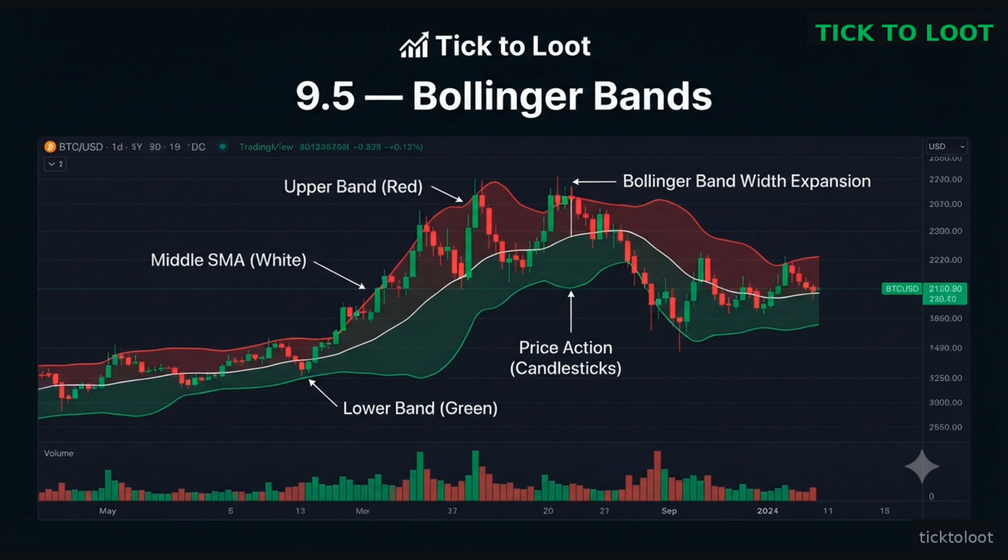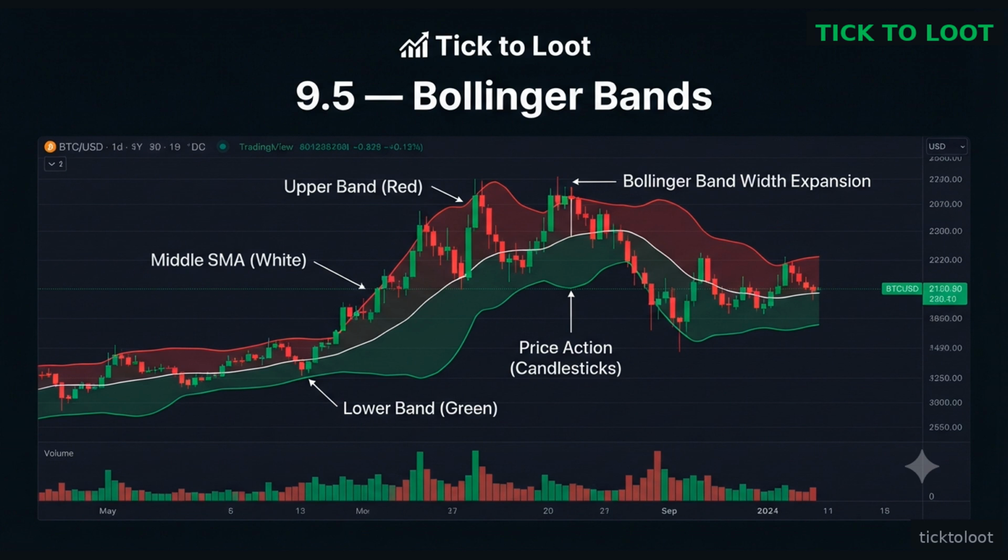Today we are on Lesson 9.5 of Unit 9, Technical Indicators. In this lesson, we're going to cover Bollinger Bands, a powerful tool for measuring volatility and identifying trading opportunities. By the end of this video, you'll understand how to use Bollinger Bands to improve your trading decisions.